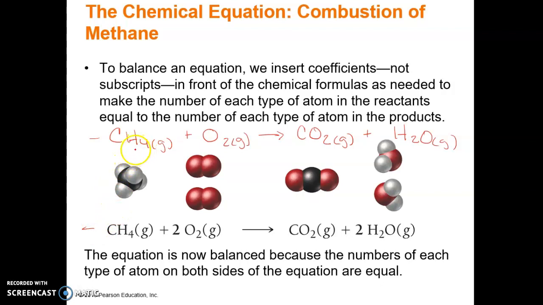I just look at both sides of the reaction arrow and I see what is not balanced. So I see here that there are 4 hydrogens on the left and there are only 2 hydrogens on the right.